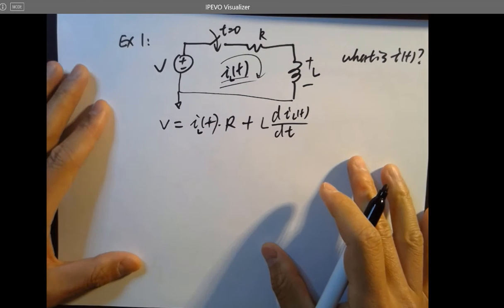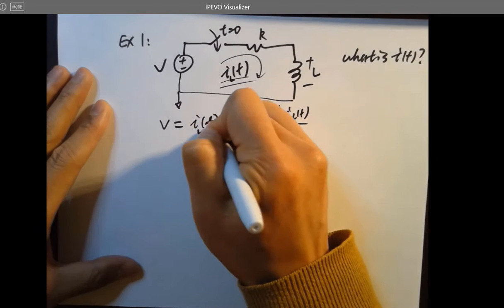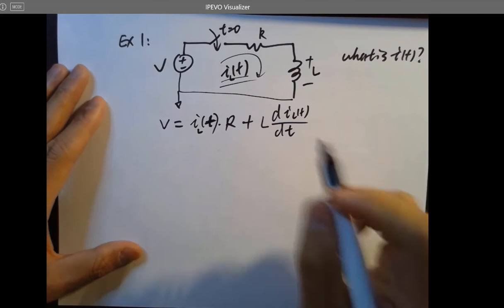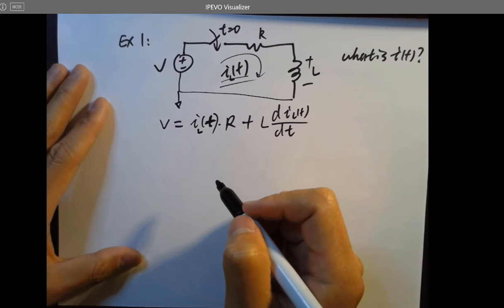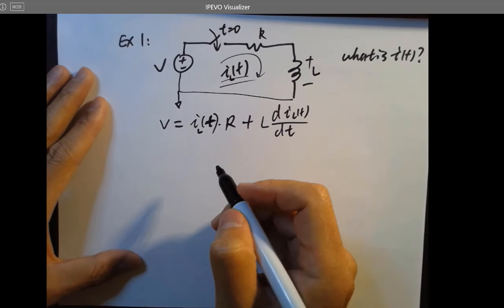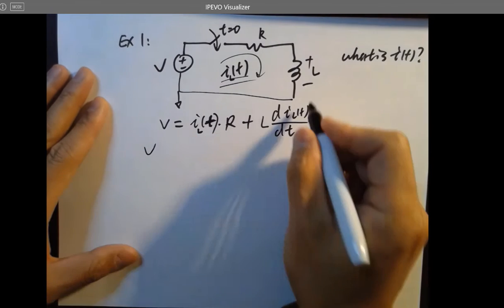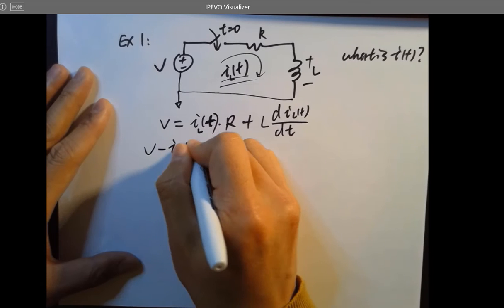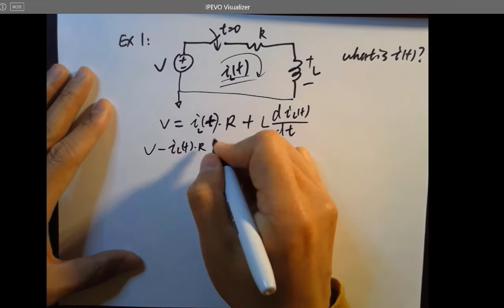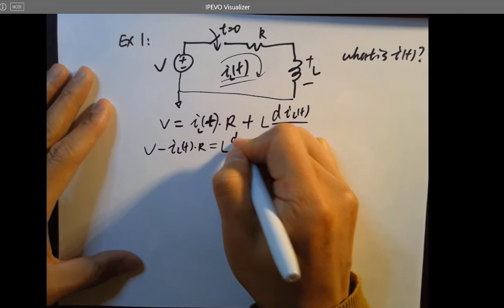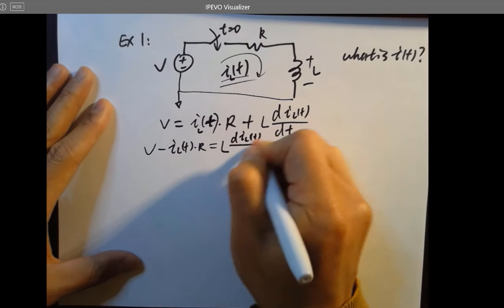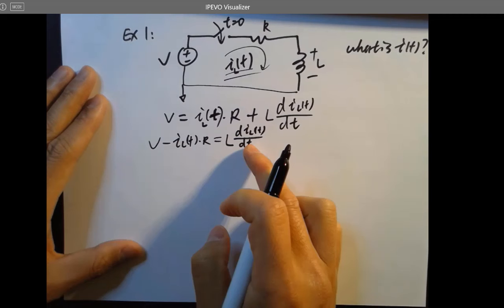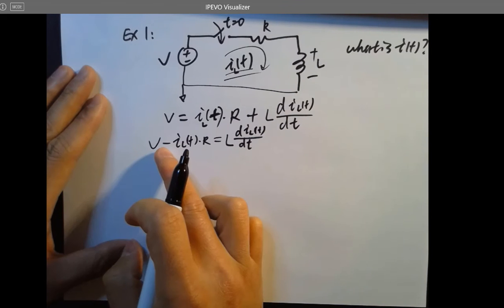Then we want to integrate this equation to find I_L(t). In that case, we need to move things around to make it work. First of all, we move this to the left, so we have this one isolated from anything else. So it's V minus I_L(t) times R equals L dI_L(t) over dt. And then we want L over here and move dt over here as well.